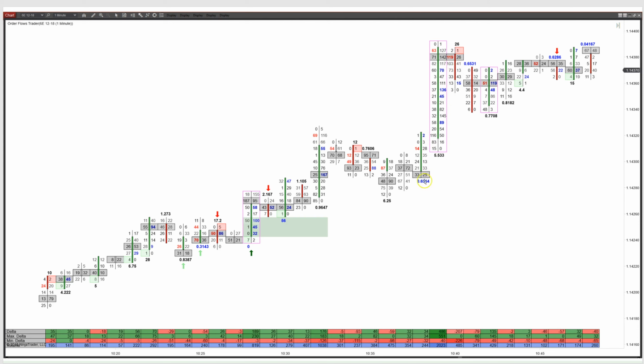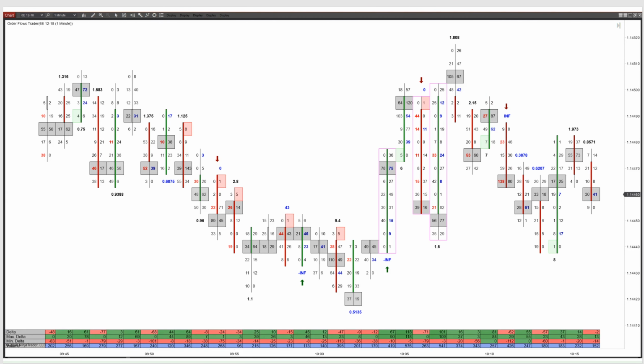Up here you got stopping volume after this move up. It's just stopping right there. This is where all the volume is appearing. Again, the move down, here's your low, stopping volume, boom, it rallies up. This is a 1 minute chart.